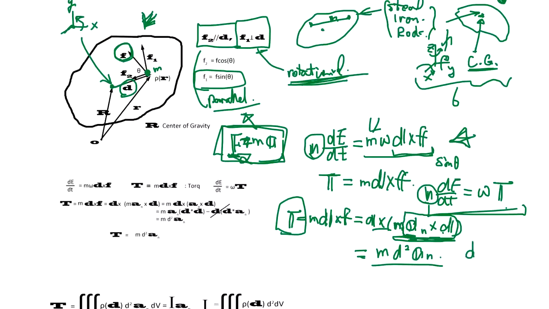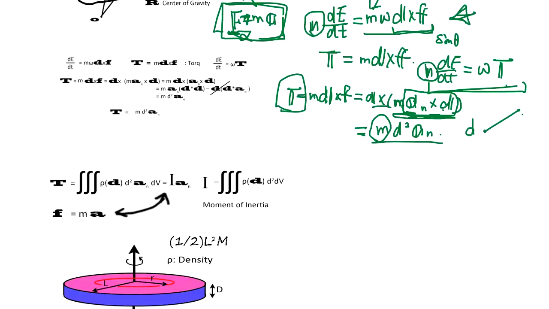D is the length of the arm for the torque, from the center of gravity to the point of interest. At the point of interest we have a small mass m. So the total torque acting on the rigid body is going to be the integral of m, rho at the point D, dV, right?